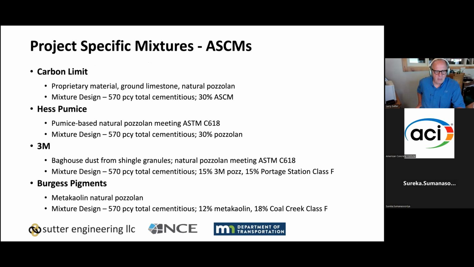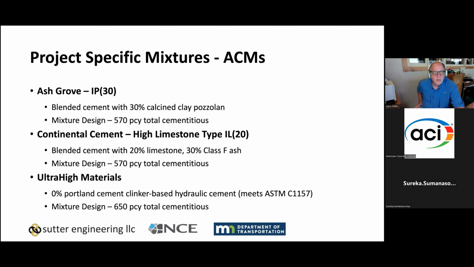3M has a byproduct from their shingle production process, and they ended up mixing that with a Class F ash, so they made a ternary mix. Again, 570 total, 15% of their material, 15% Class F. And Burgess Pigments produces a metakaolin. Many of you are familiar with that, I'm sure. They came in at 570 total cementitious, 12% of their metakaolin and 18% Coal Creek Class F as a replacement.